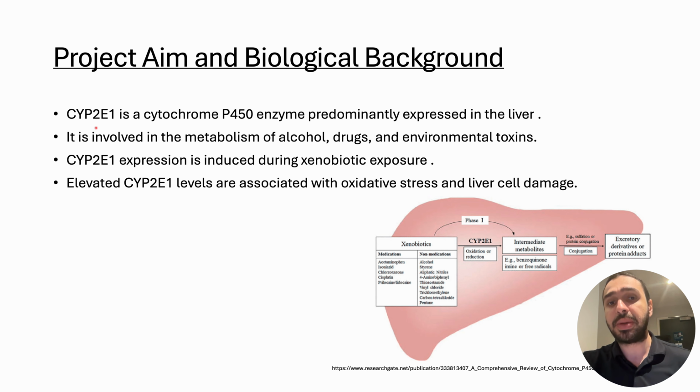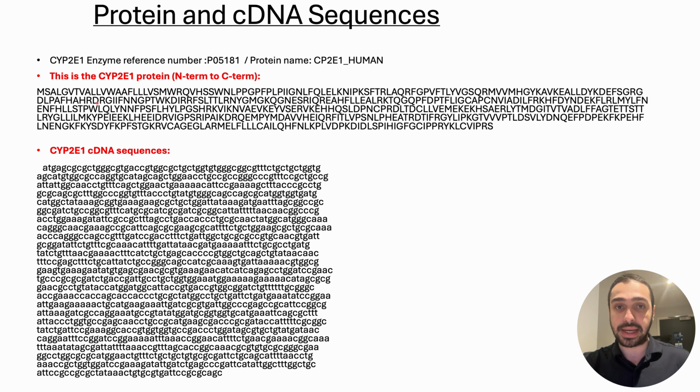In this project, CAP2A1 is overexpressed in liver-derived mammalian cells to investigate the cellular effects of increased CAP2A1 expression. As shown on the slide, I found the CAP2A1 protein sequence in UniProt KB, then I reverse translated the protein sequence to a cDNA sequence, which can be used to design a synthetic gene for cloning into a mammalian expression vector.